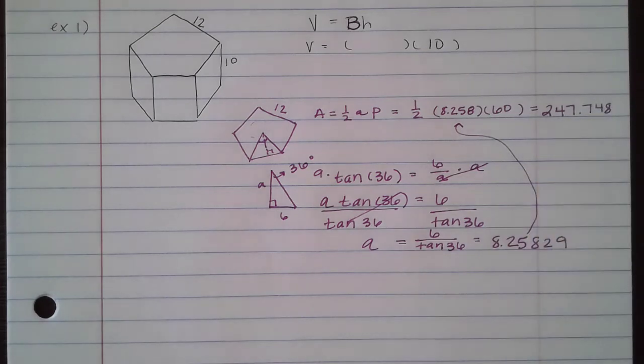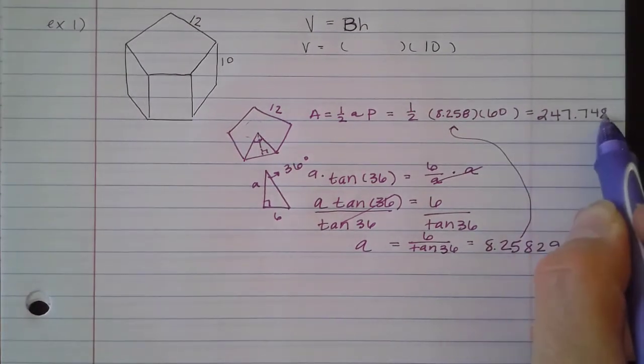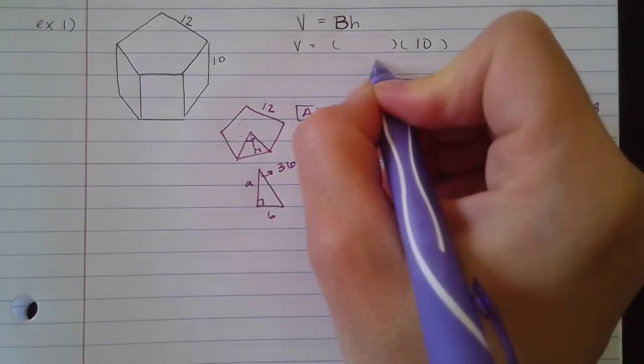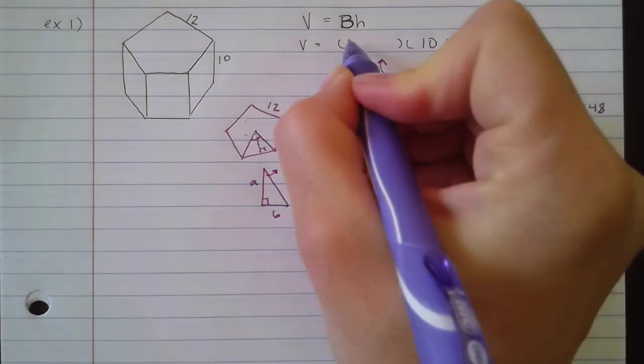Okay, so at this point it would be 247.748, blah, blah, blah, whatever that is. All right, so I have that number, and I finally found the area of the base. So I'm going to plug that in there. You keep plugging things back in. I got lots of errors going on.